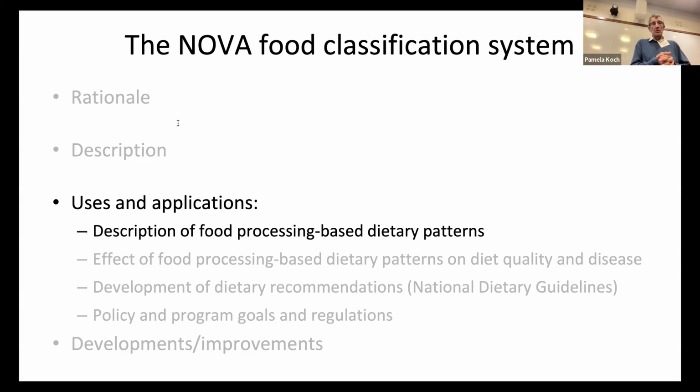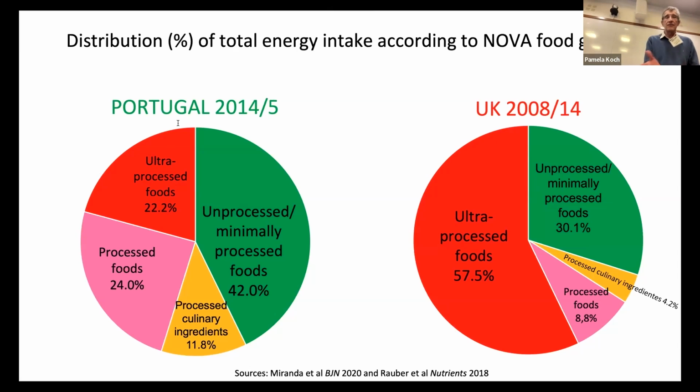So first of all, NOVA has been used to describe food processing based dietary patterns. So instead of defining dietary patterns based on nutrients, the idea is to define them based on the 4 NOVA food groups. Here you can see, for instance, that in Portugal, Group 1 and Group 2, which more or less correspond to freshly prepared dishes, go to more than 50% of energy intake. If you take the UK, you have 57% of energy intake only from ultra-processed food. So very different dietary patterns, right?